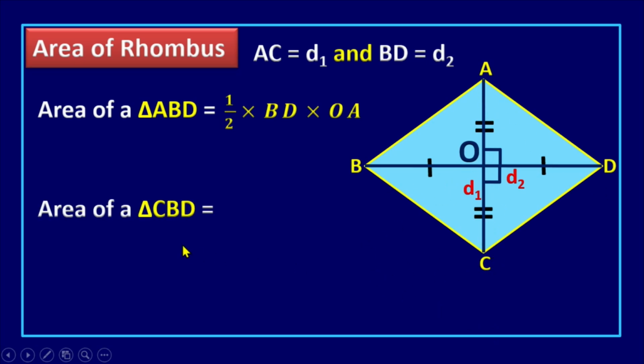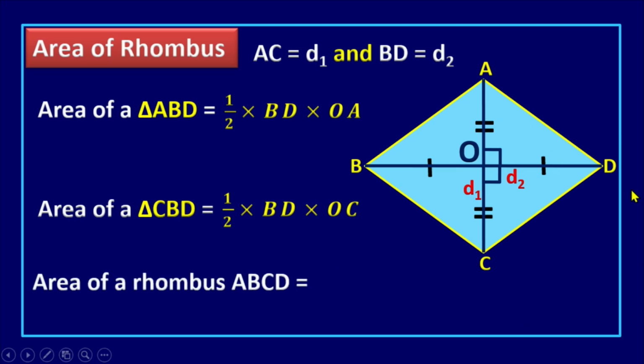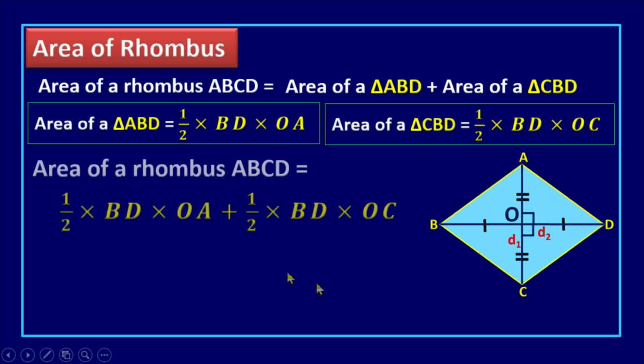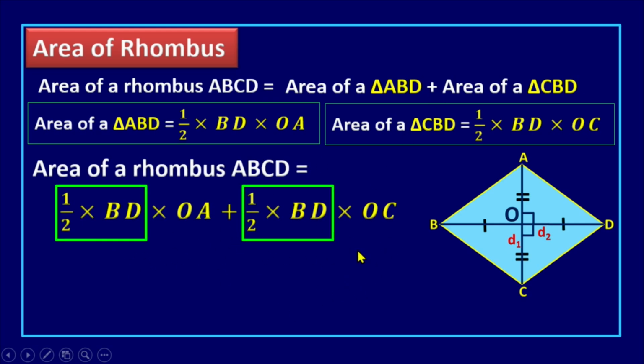Similarly, what will be the area of triangle CBD, children? Again I take the base as BD and the height will be OC. So half into BD into OC. Now the area of this rhombus will be equal to the sum of the areas of triangles ABD and CBD. Let us substitute the values. Do you notice anything common in these two terms? Yes, half BD is common. Now take out half BD common. What is left? OA plus OC.